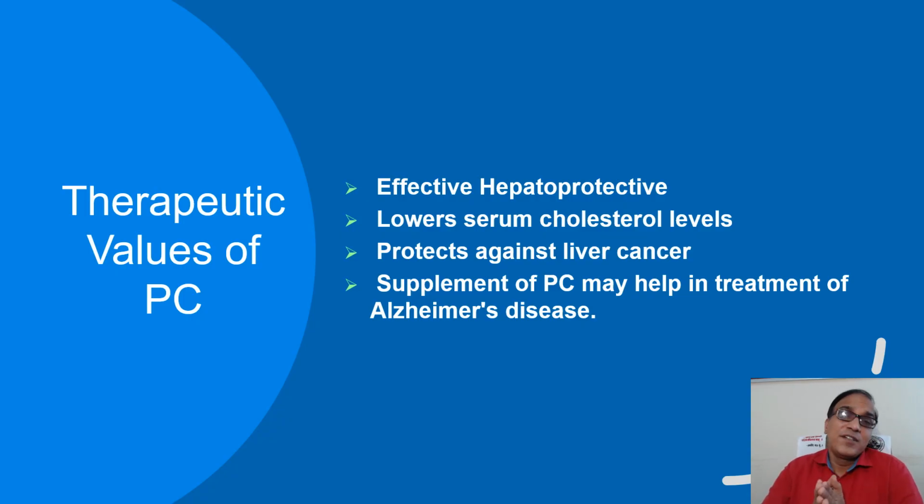Now, as we have discussed, phosphatidylcholine is a natural carrier. It has various therapeutic activities also. It is an effective hepatoprotective agent, it lowers the serum cholesterol levels, it protects against liver cancer, and supplements of phosphatidylcholine may help in the treatment of Alzheimer's disease. So the polymer is completely natural and even useful. Okay, and it is used as a dietary supplement, so it's a complete natural novel active system, and this is the beauty of this NDDS.